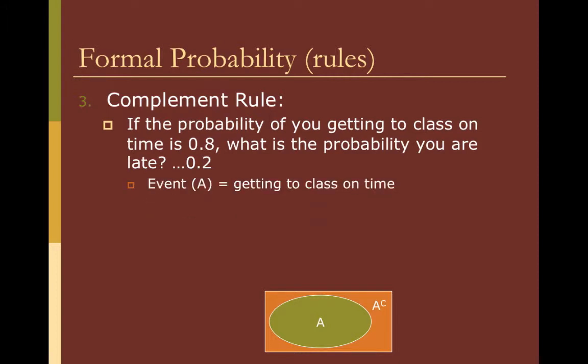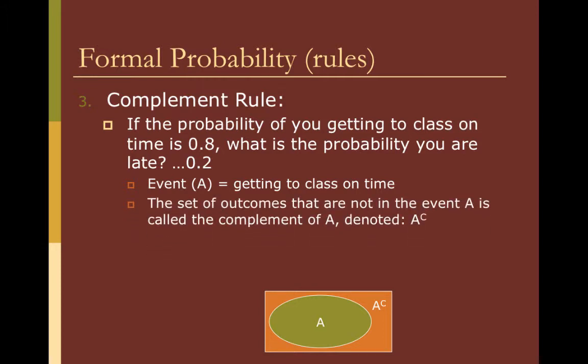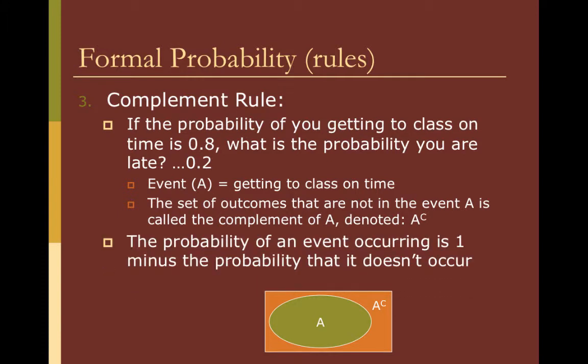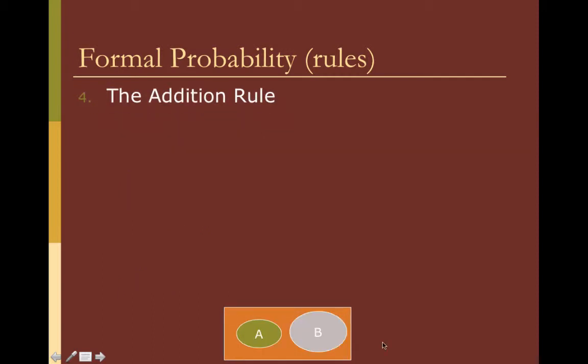So again, here, event A would be getting to class on time. The set of outcomes that are not in event A is called the complement of A, and it's denoted with a capital A and then a C as like an exponent. The probability of an event occurring is 1 minus the probability that it doesn't occur. So again, the probability of A is 1 minus the complement. So again, using a picture, a Venn diagram down here, if the green circle is event A, the complement is everything else around it. The fourth rule is the addition rule.